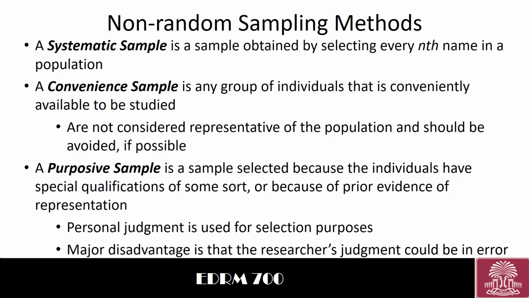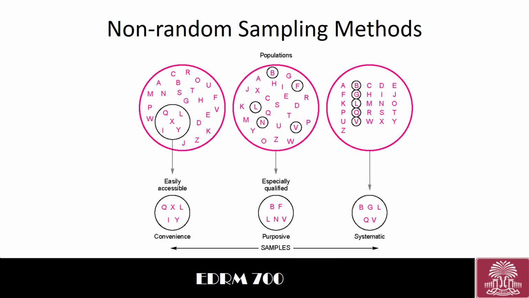For instance, researchers want to study the influence of a particular teaching format on students' achievement scores. They will want to include students in different ability levels based on prior achievement scores to have a more accurate representation of the population. This graph helps you check the differences among non-random sampling methods. Please take some time to review it.